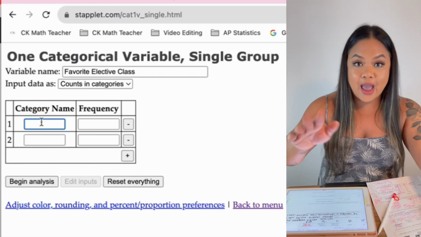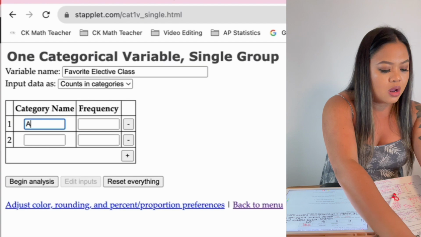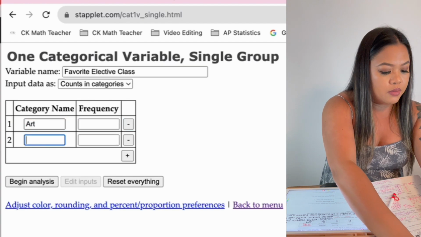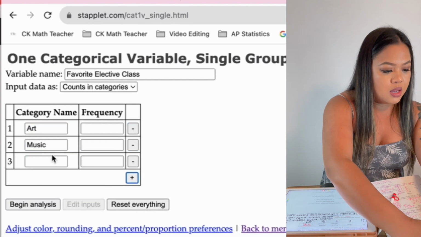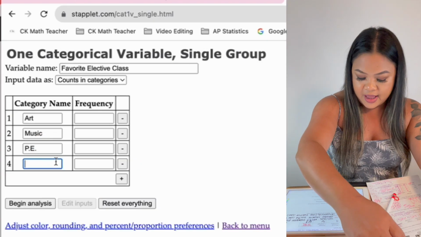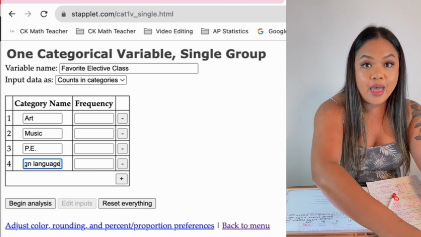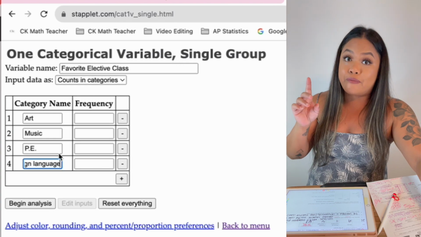And we'll type in the categories that we have. We have art, music, PE, which is short for physical education, and foreign language. And then we are going to put in the frequencies.